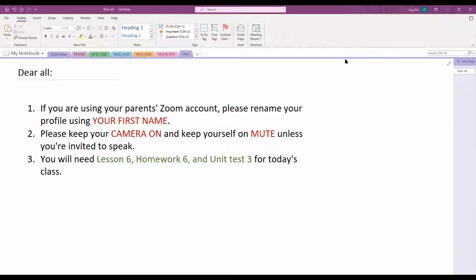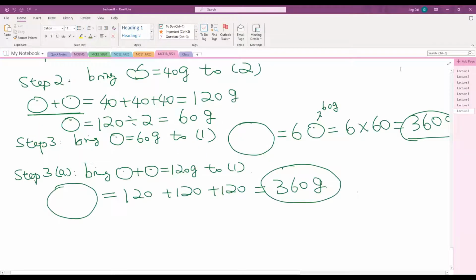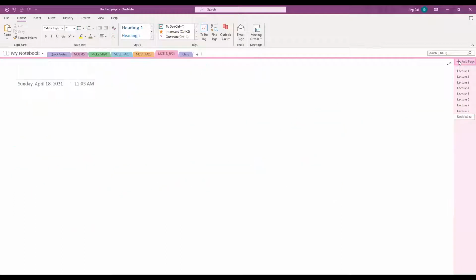Did we finish lesson 6? I don't think so. Lesson 6, we have one more example. Remember, we have one more. Example 9, we didn't even touch it and we ran out of time, right?